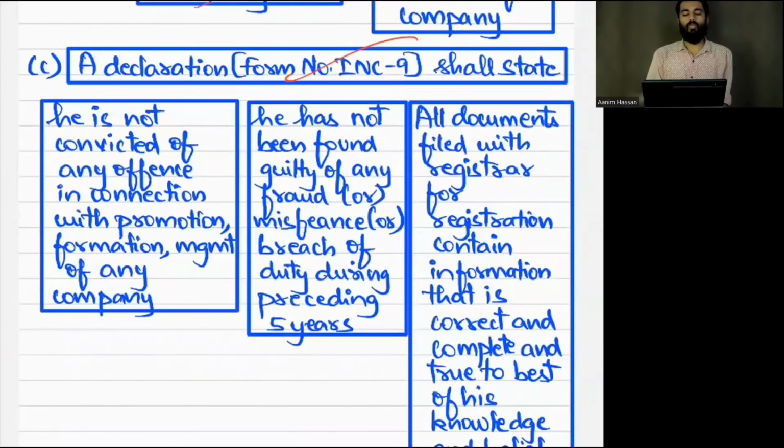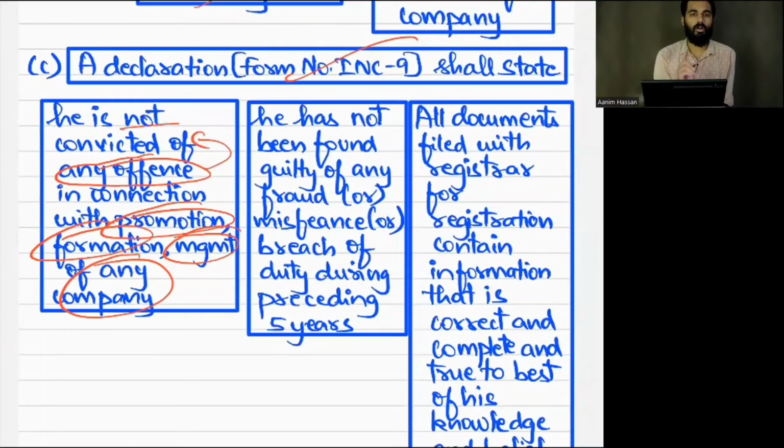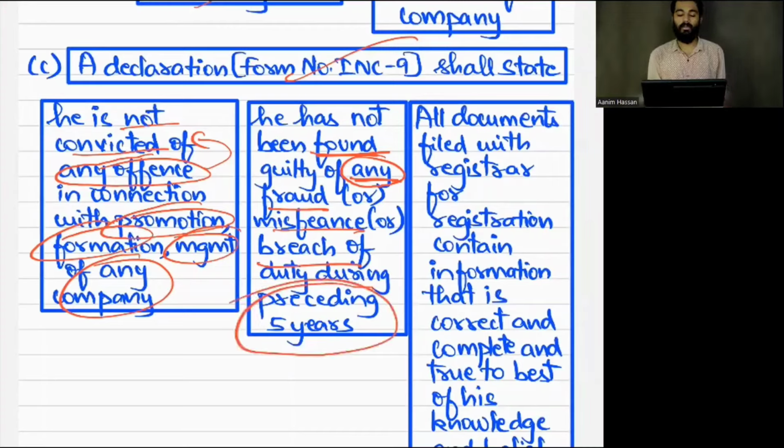Okay, sir. So in the declaration, what will be mentioned? With respect to promotion, formation, and management of any company, if there has been any offense, whether they have been convicted or not. So he should declare that he has not been convicted for promotion, formation, and management of any company. Next, that he is not found guilty of any fraud, misfeasance, or breach of duty during the preceding 5 years, not for the entire life.